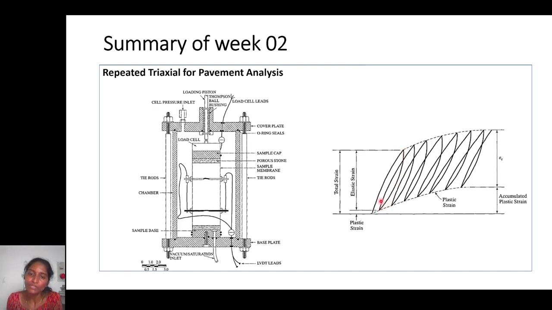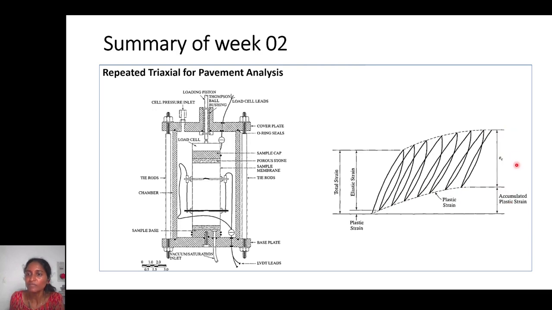Again you apply the load. It will increase its deformation. It will come back. It might not go back to the initial stage because there will be some plastic or unrecoverable deformation. Again you repeat this. That's why it is called repeated triaxial test. After a particular number of loading cycles, whatever this unrecovered or plastic strain is, it keeps increasing. This is what we call accumulated plastic strain.